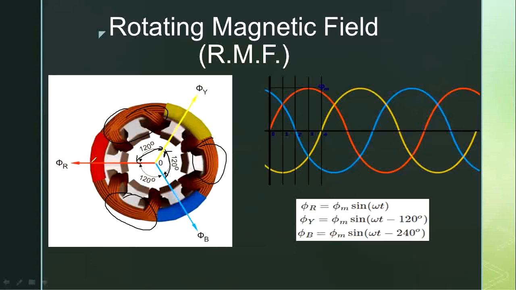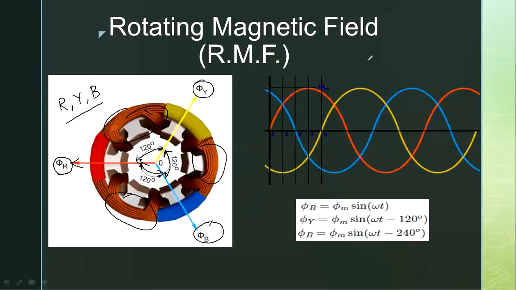If the phase sequence is considered to be R, Y and B, then the three-phase current produces the three fluxes phi R, phi Y and phi B, which are also displaced from each other by 120 degrees, as you can see in this figure.